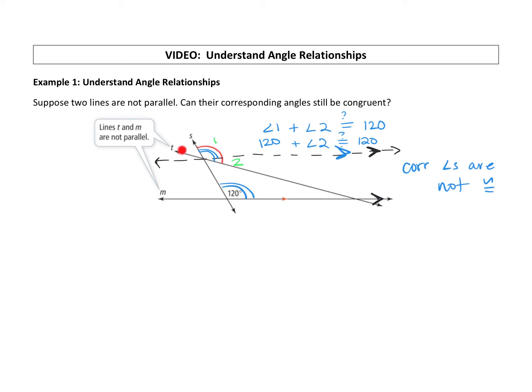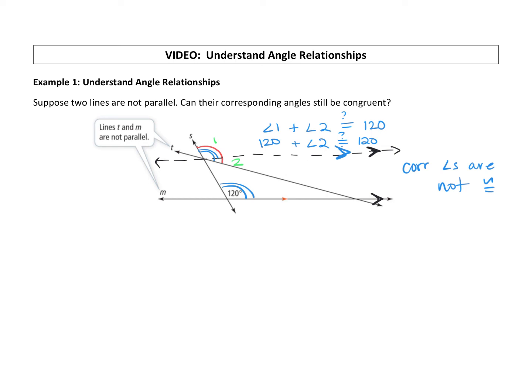Remember with our line T, the corresponding angle was this red one. That red was corresponding to the 120. Is it possible for those to be congruent? And what we did, just to recap, we drew in a parallel line, and we know that if this is 120, angle 1 would be 120, and we can see that line T is forming a larger angle than that. The corresponding angles are not congruent.